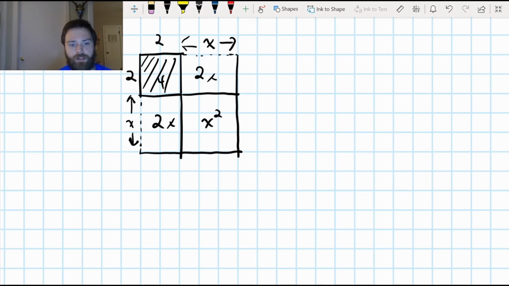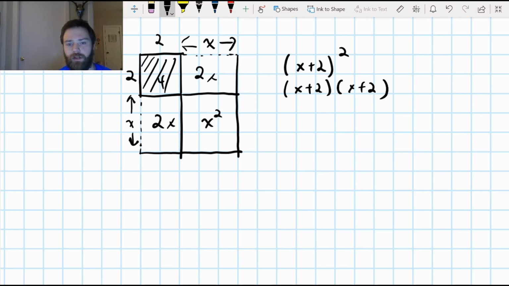So if I add up all this area, all in all, I've got X plus 2 squared. Anytime you square a binomial like this, be careful, don't distribute the 2. You can take X plus 2 and write it twice, and then multiply all this out, and you're going to get exactly what we got over here. So you're going to get X squared plus 2X plus 2X plus 4, and you get X squared plus 4X plus 4. So that's one way of thinking about it. Essentially, X plus 2 quantity squared.